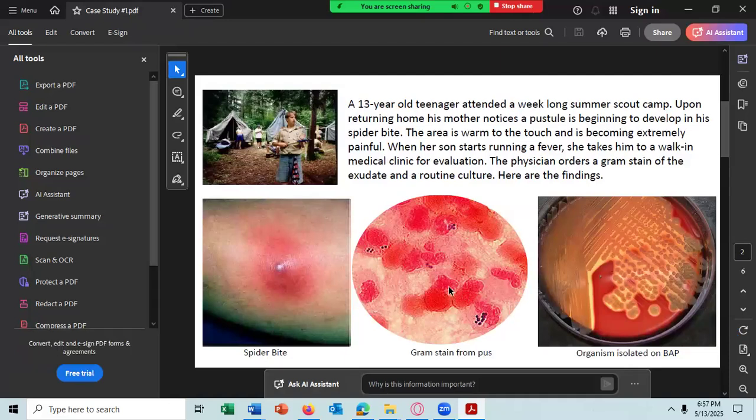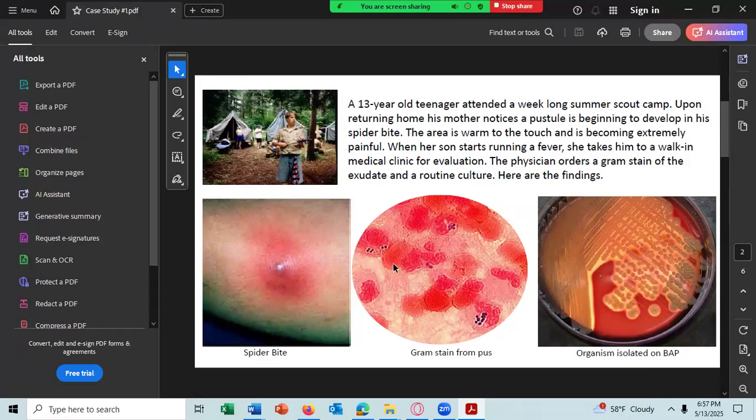All right, case study 1. A 13-year-old teenager attended a week-long summer scout camp. Upon returning home, his mother notices a pustule beginning to develop on his arm. Looks like a spider bite. The area is warm to the touch and becoming extremely painful. When her son starts running a fever, she takes him to a walk-in medical clinic for evaluation. The physician orders a gram stain of the exudate and a routine culture.